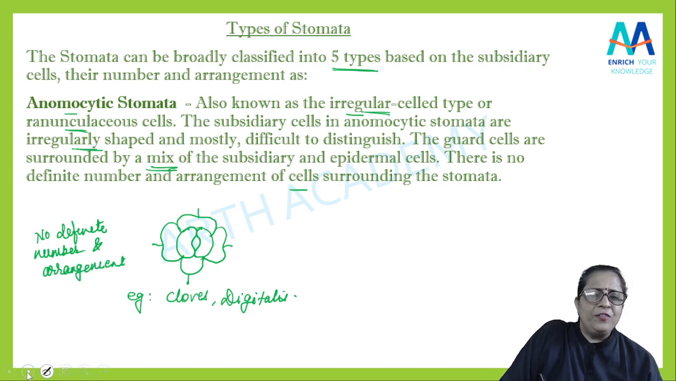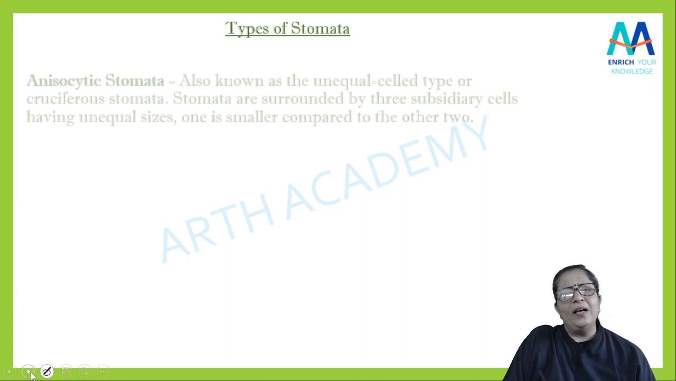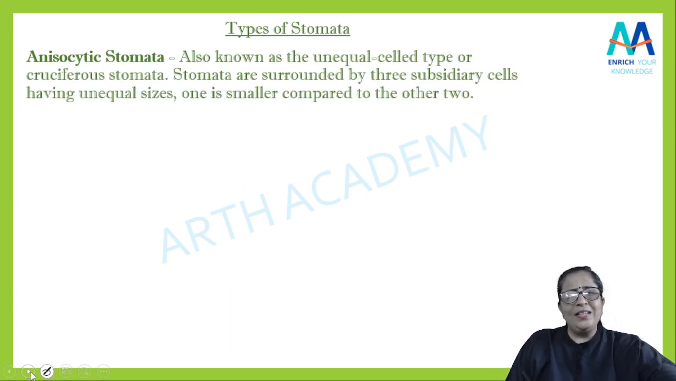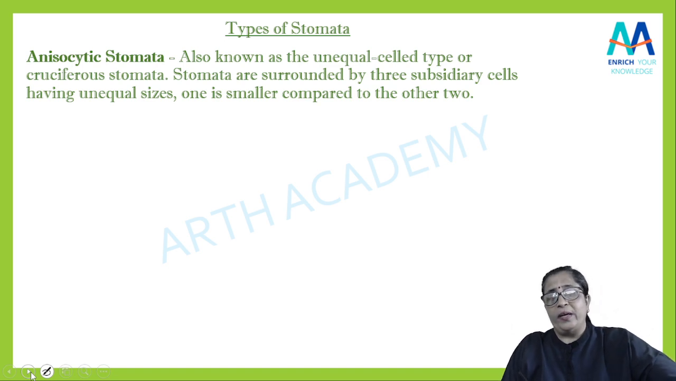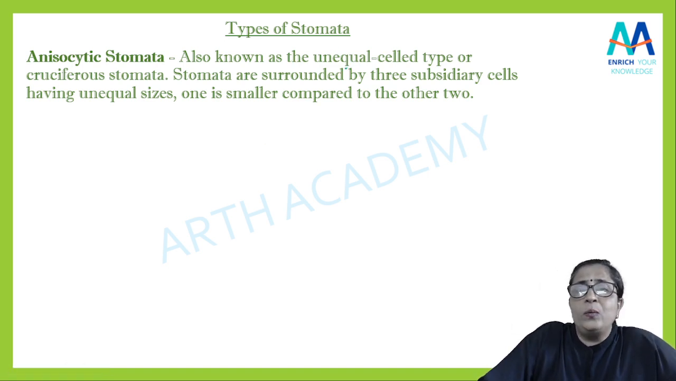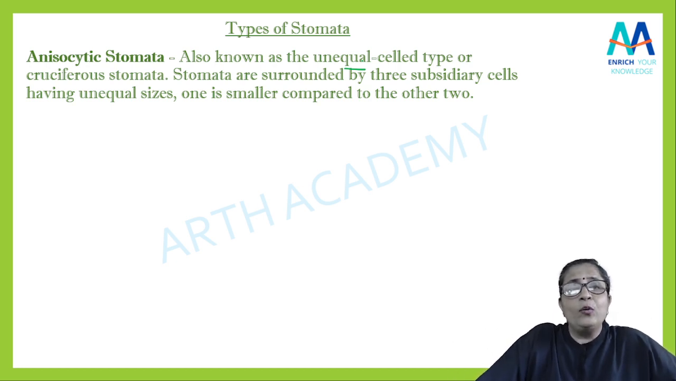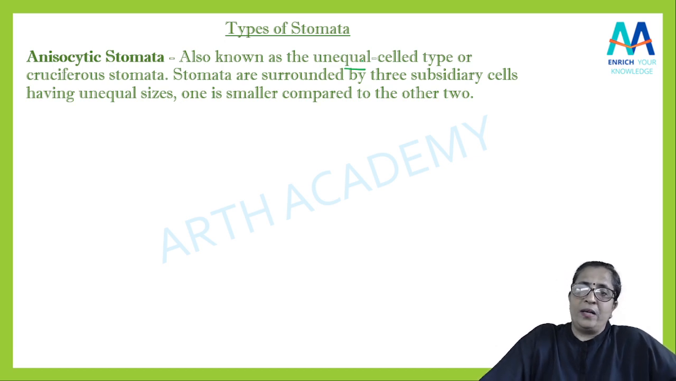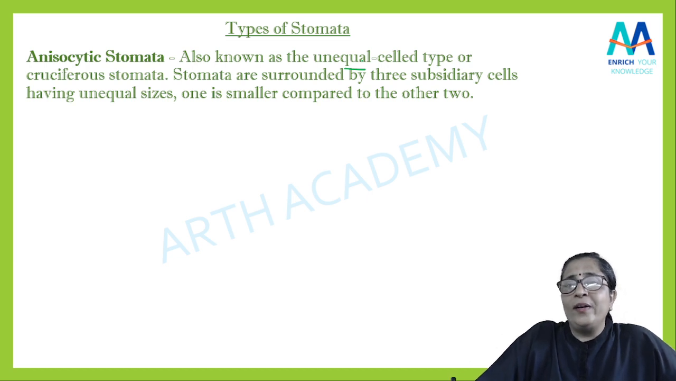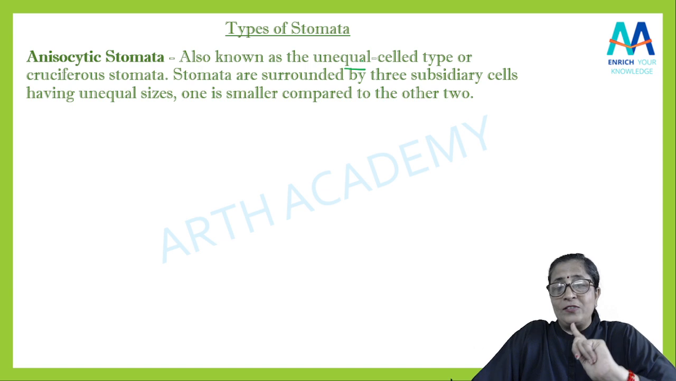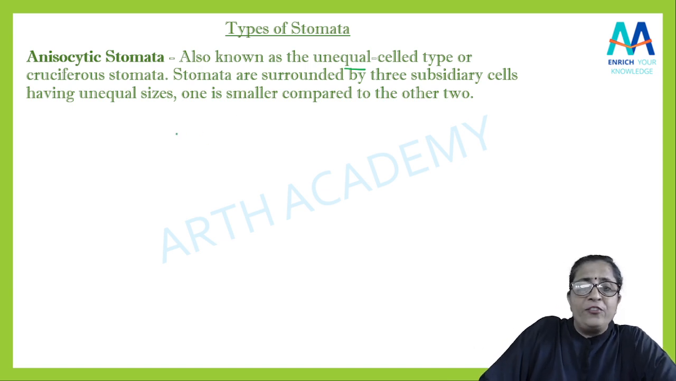Got it? After that, another type of stomata, it is anisocytic stomata. What is it? It is anisocytic stomata. इसको हम बोलते हैं unequal cell type. The first one was irregular type, isn't it? This is unequal cell type or cruciferous stomata. They are also called cruciferous stomata. Such stomata are surrounded by 3 subsidiary cells. Here the number of cells is fixed, that means there will be 3.